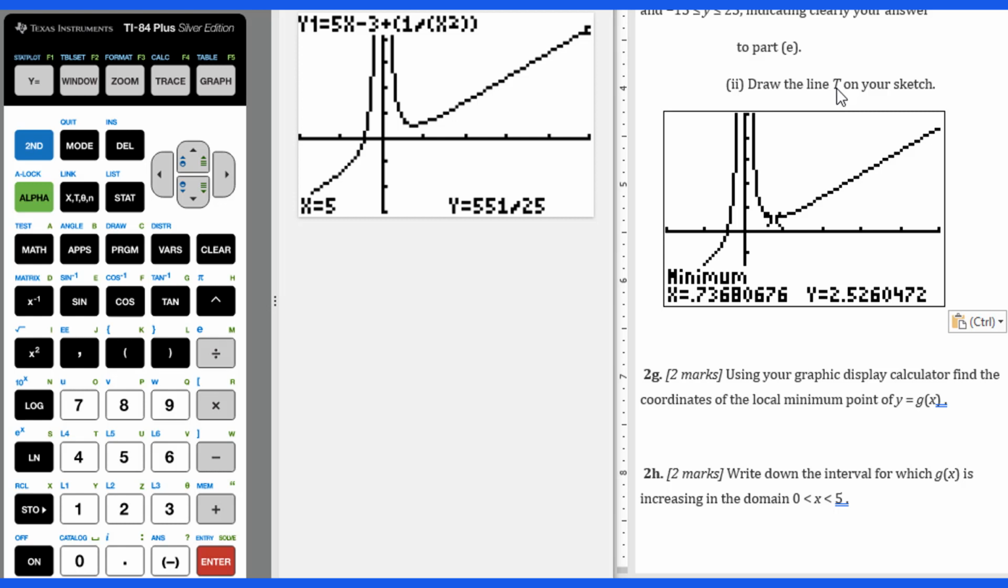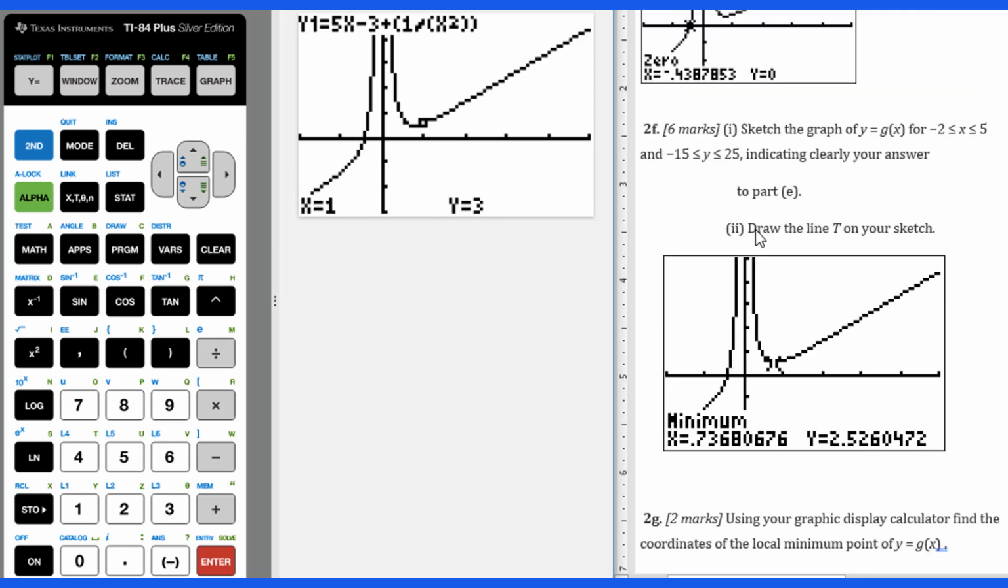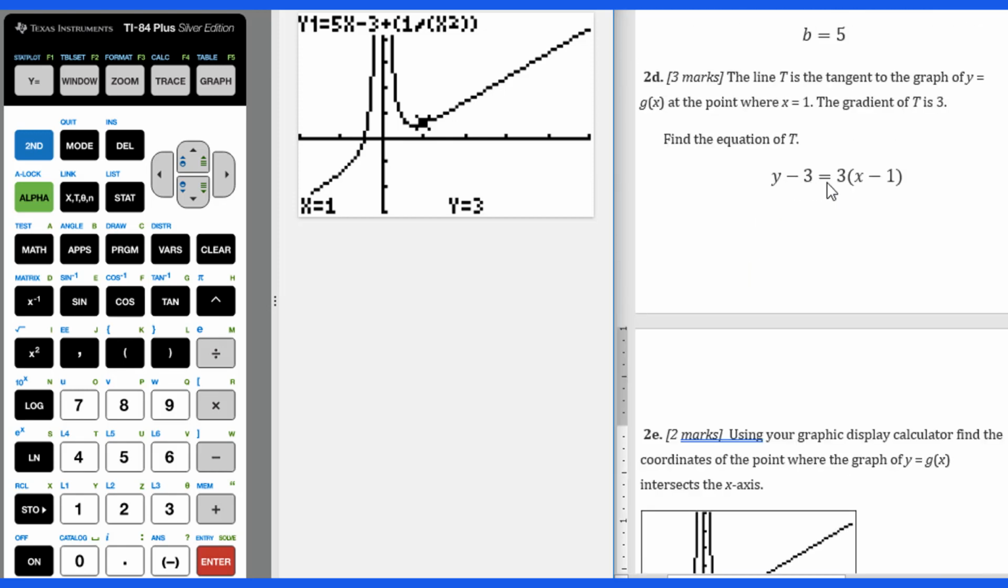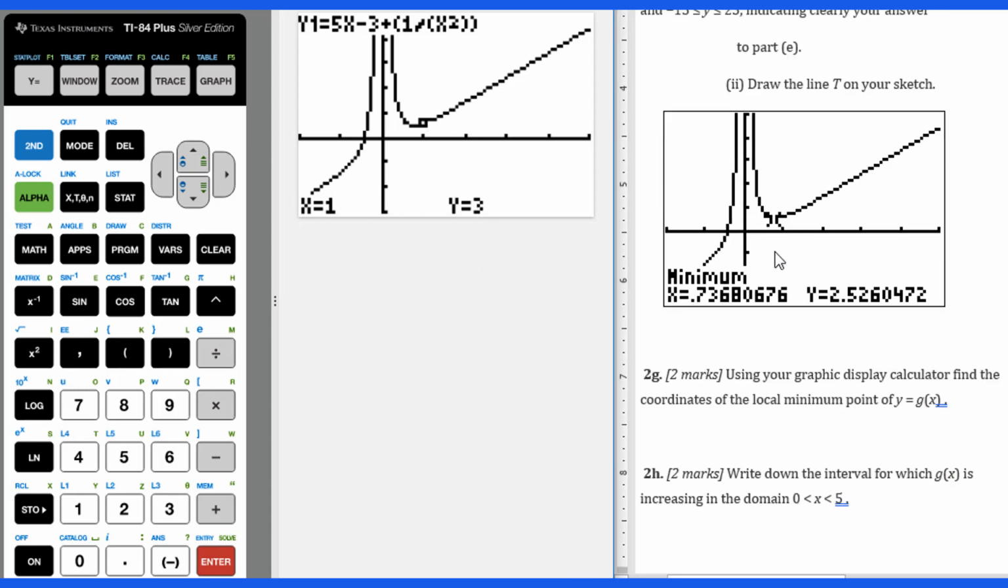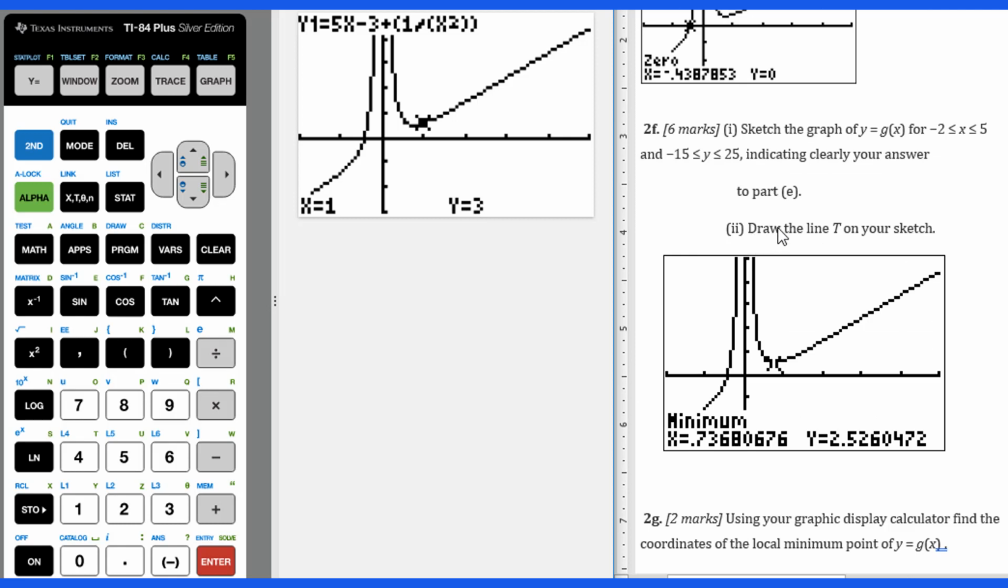For the second part, they said draw the line T. Draw means you have to make it accurate. We do the trace 1. Then you will get 1, 3 here. Then for y minus 3 equals 3 times x minus 1, you can get y equals 3x. So you have to use the origin, then connect it to 1, 3 to show the equation of the tangent line. Because the word here is draw, that means make it as accurate as you can.